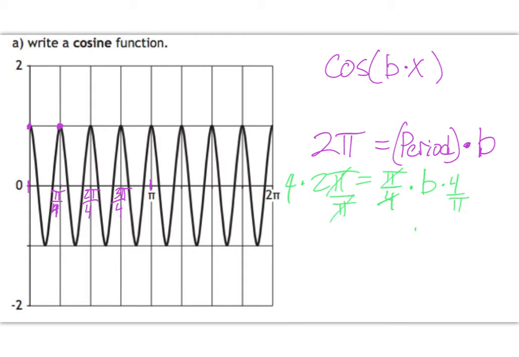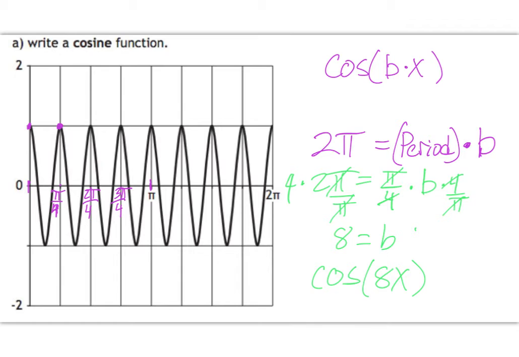Dividing by pi is going to make those pi's go away. And multiplying by 4 is going to give us 8 is equal to b. I like how I wrote pi instead of b there. So what we're looking at is an equation with cosine of 8x as our function.